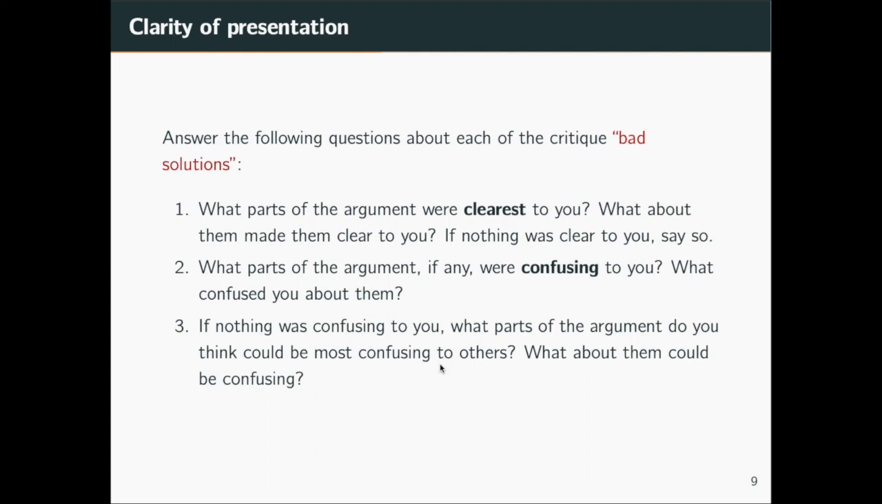Next, you must critique the bad solution based on clarity of presentation by answering the questions, what parts of the argument were clearest to you? What about them made them clear to you? If nothing was clear to you, say so. What parts of the argument, if any, were confusing to you? What confused you about them? If nothing was confusing to you, what parts of the argument do you think could be the most confusing to others? What about them could be confusing? This last question should only be answered if nothing was confusing to you.